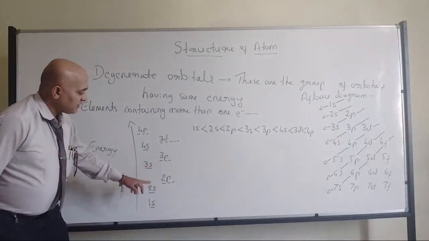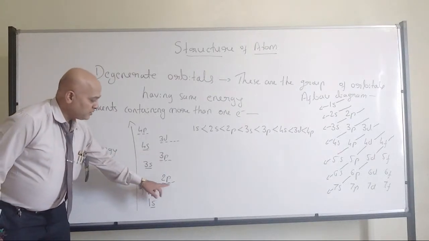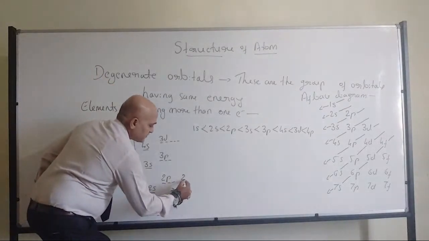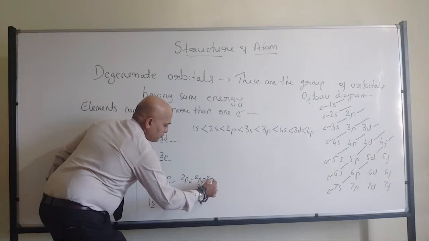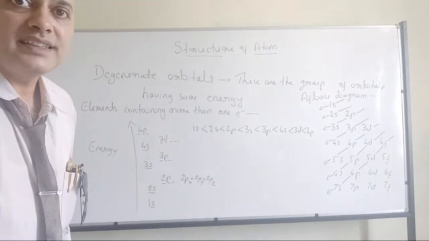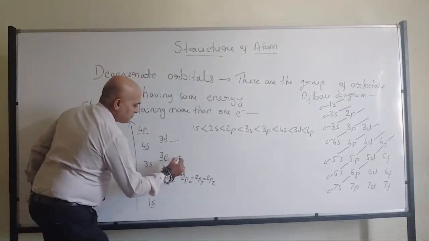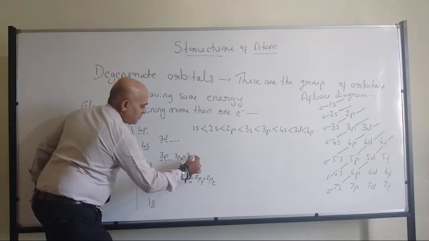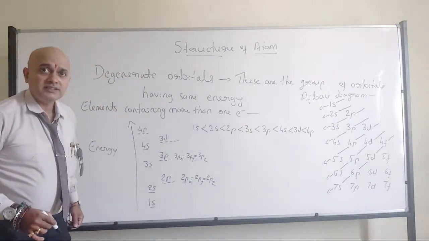If you observe it carefully, I have written it on the board. See here, 1, 2, 3. That means 2px is equal to 2py is equal to 2pz. They are the degenerate orbitals. Same way, if I come to here, we have 3px equal to 3py equal to 3pz. They are the degenerate orbitals.